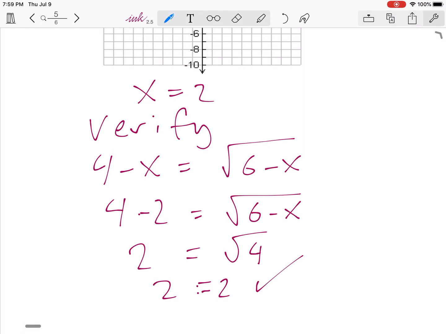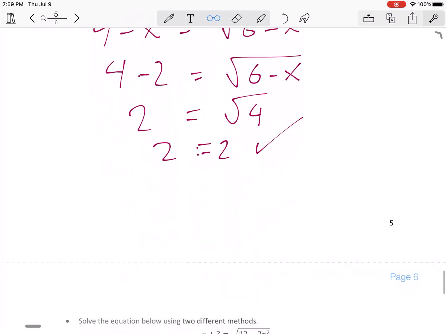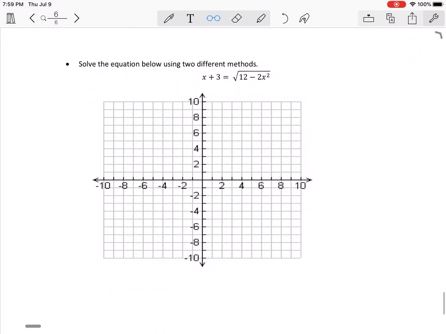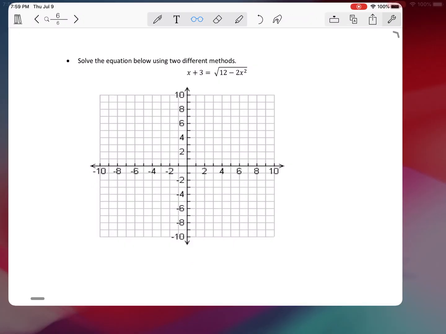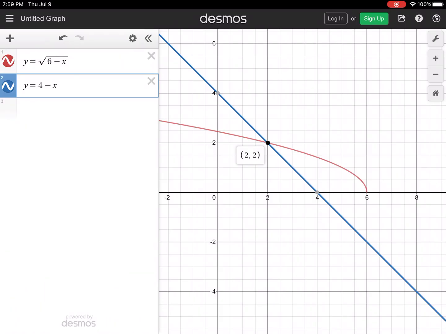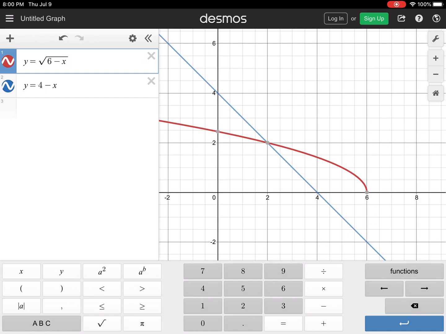Okay, so let's do another one, and we'll use Desmos again. We'll look at this one because it's a little more complicated. We'll do this one algebraically as well. Okay, so let's look at the graphical approach first.